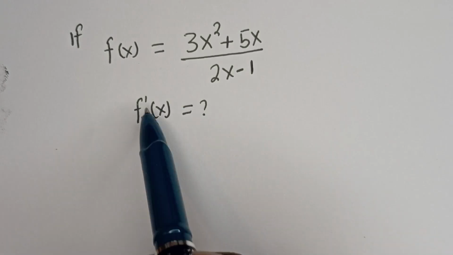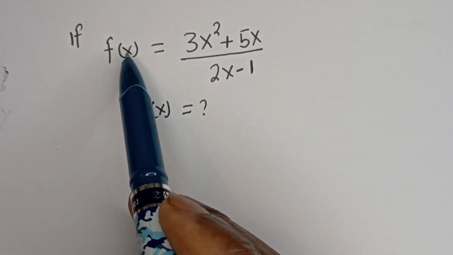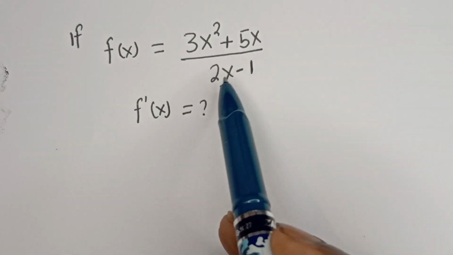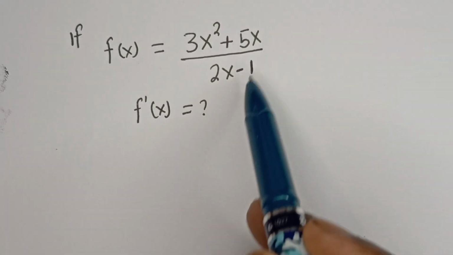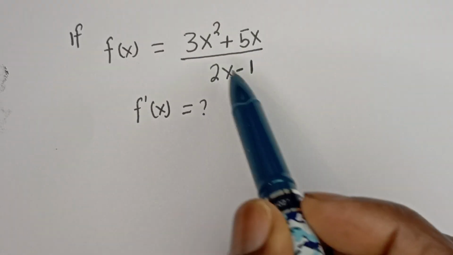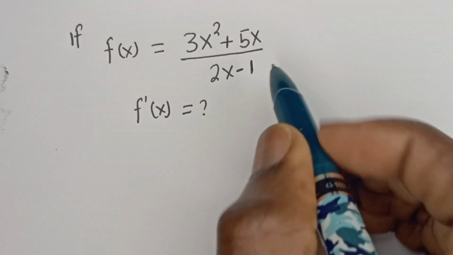Hello, how to solve for f prime of x in this equation. f of x is equal to 3x squared plus 5x divided by 2x minus 1. This type of equation is called a differential equation, and we're going to use the method called the quotient rule.